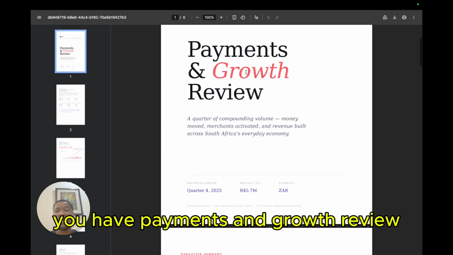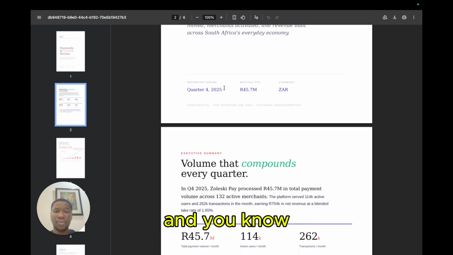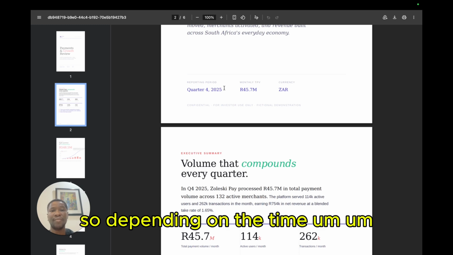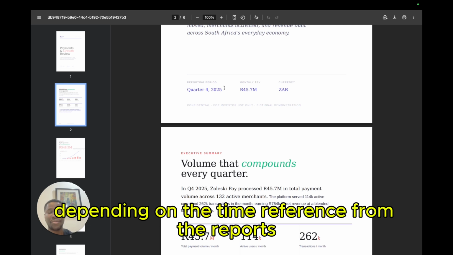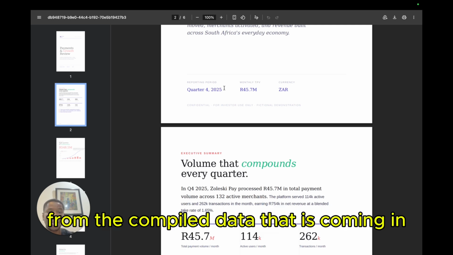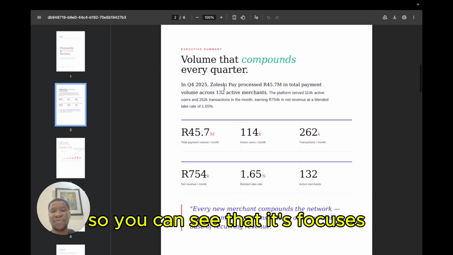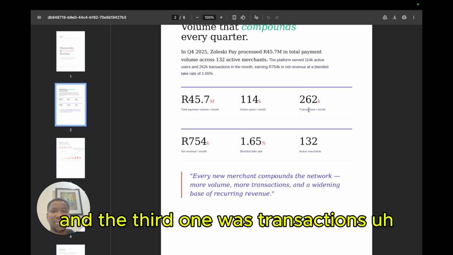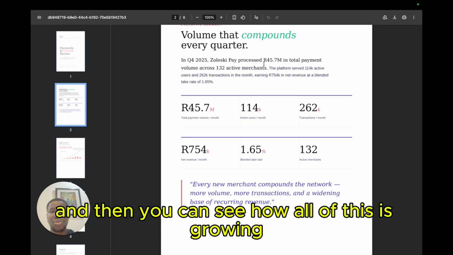And you can see I have payments and growth review around this specific period of time, and it should be something that you can specify the time. So depending on the time reference from the compiled data that is coming in, it's going to shoot out that. So you can see that it focuses around total payment volume, which was the first KPI. Second one was active users, and the third one was transactions per month, right? And then you can see how all of this is growing per quarter.